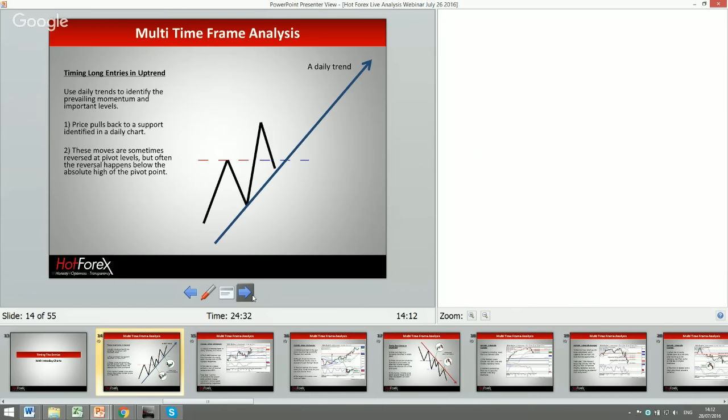These moves are sometimes reversed at pivot points, but often these reversals happen below the absolute. So, as I say, this is an idealized chart. There's a few pips either way, and you've got to use a certain bit of nous when you're looking at your chart to appreciate what's going on there.